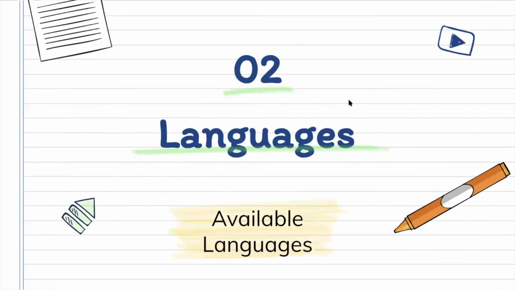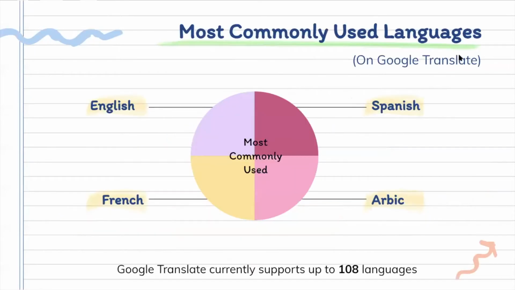2. The available languages on Google Translate. The most commonly used languages on Google Translate are English, Spanish, French, and Arabic. However, it supports up to 108 languages currently.